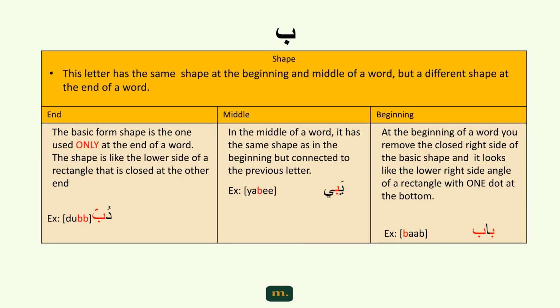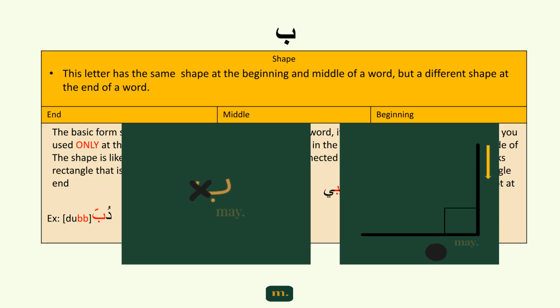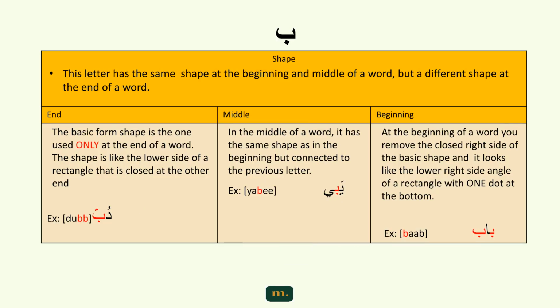This letter has the same shape at the beginning and middle of a word, where you remove the closed left side of the basic shape, or like the lower right side angle of a rectangle with one dot at the bottom. It has the same shape in the middle, but is connected to the previous letter. At the end, it takes its basic closed shape.